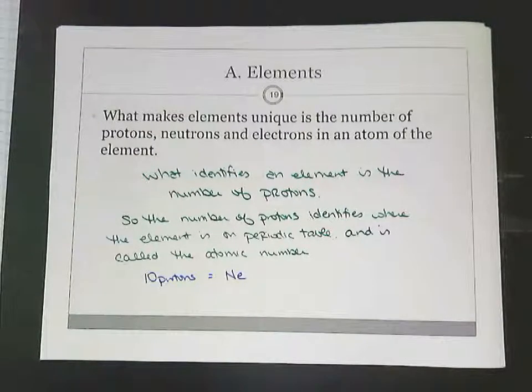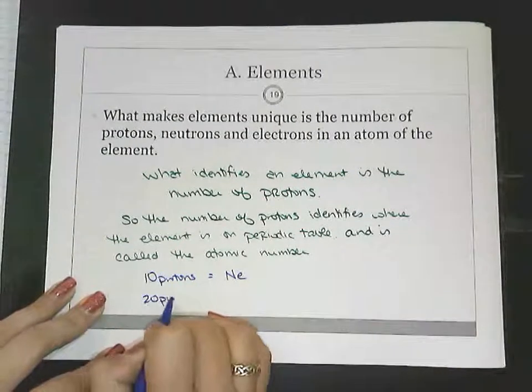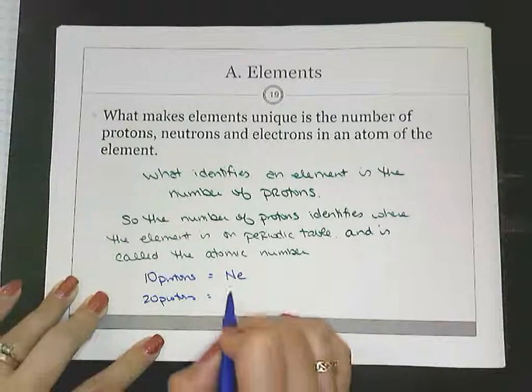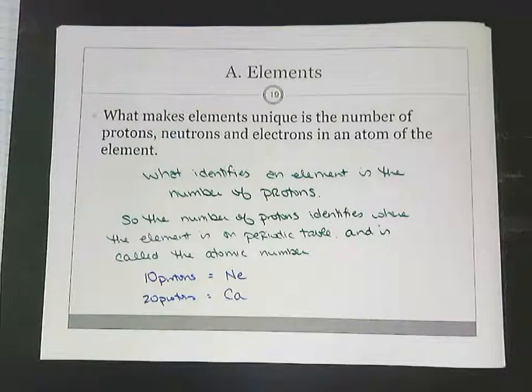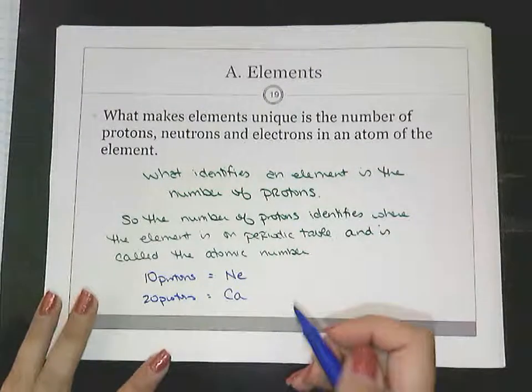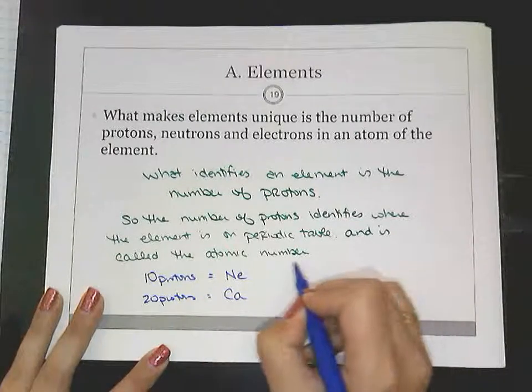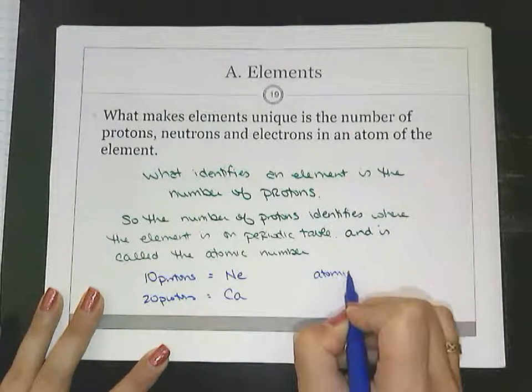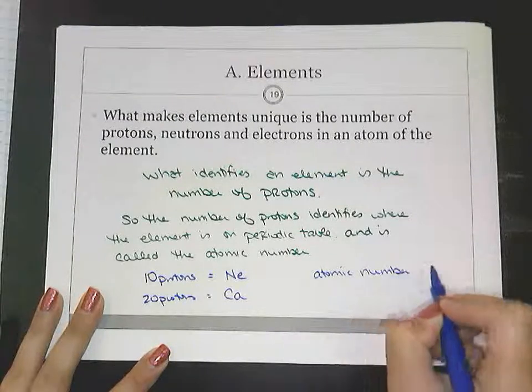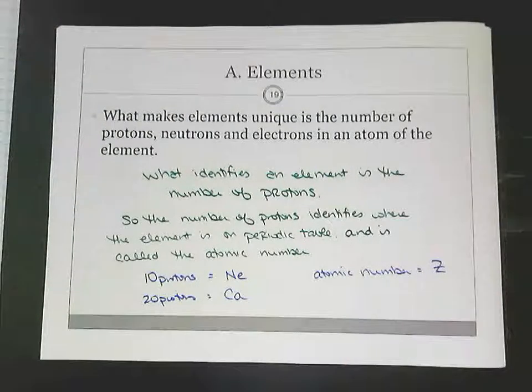What if I had atomic number 20 with 20 protons? Calcium, right? So the atomic number tells me the number of protons, tells me the name of the element. The atomic number is also given the symbol big Z. So they're going to be used interchangeably. So atomic number means number of protons, means big letter Z. Those are all used interchangeably.